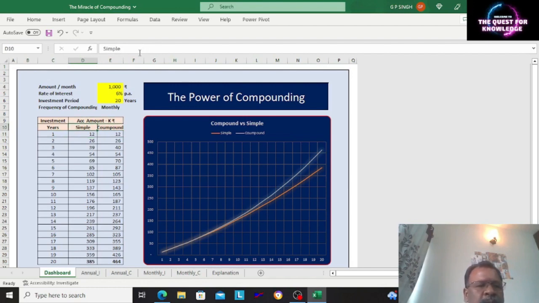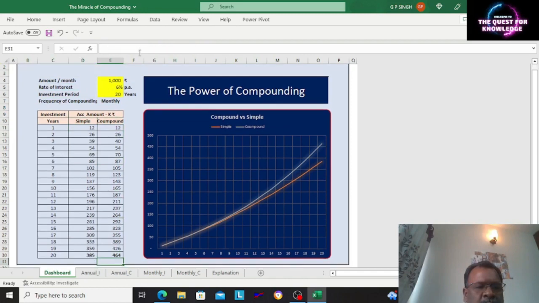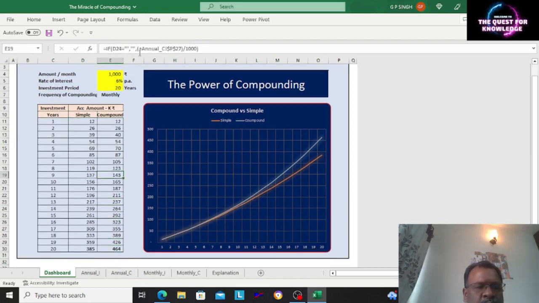Okay, so here we have the accumulated amount. If we invest 1,000 rupees per month at the rate of 6% per annum for 20 years, this is how our money grows. Okay, and we can see the numbers in the chart. So if we apply the simple interest, the money becomes 385,000 rupees, or 3,85,000 rupees. This is in KINR.